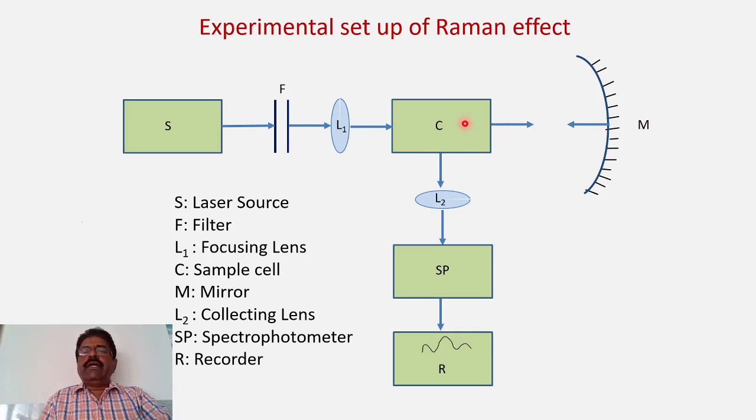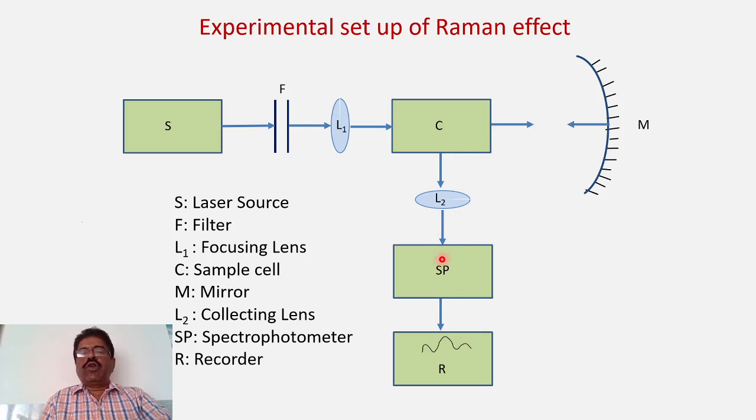Okay, then the scattered light is collected in a transverse direction. You can see this is the incident direction and this is the transverse direction. So the scattered light is collected in the transverse direction and the collecting lens properly focuses this scattered radiation on the spectrophotometer. The SP represents the spectrophotometer. Now this spectrophotometer, you know that it is a kind of photo detector.